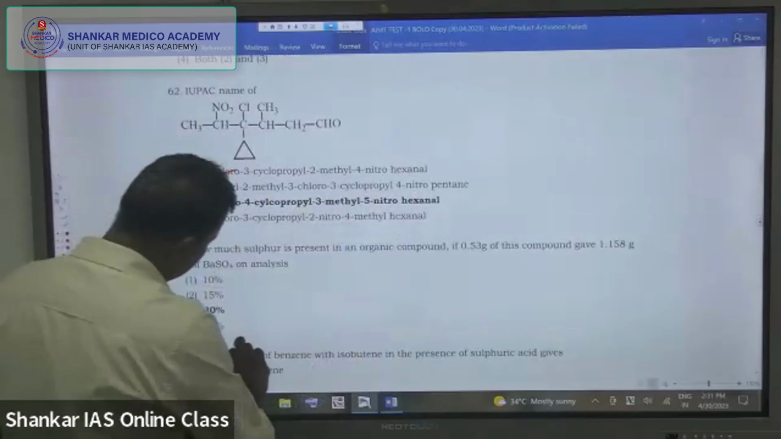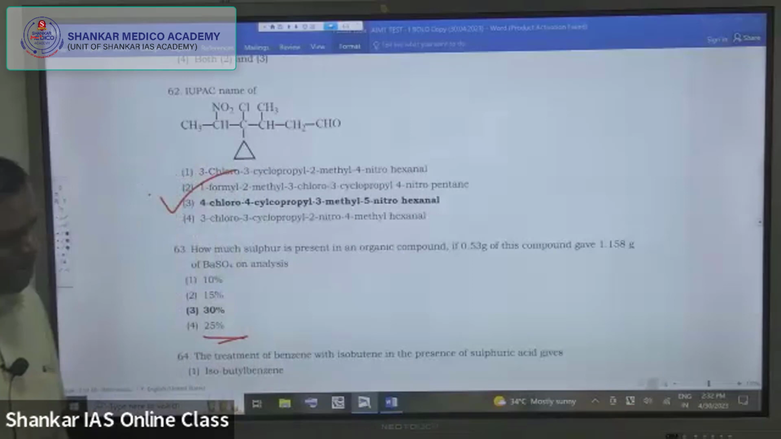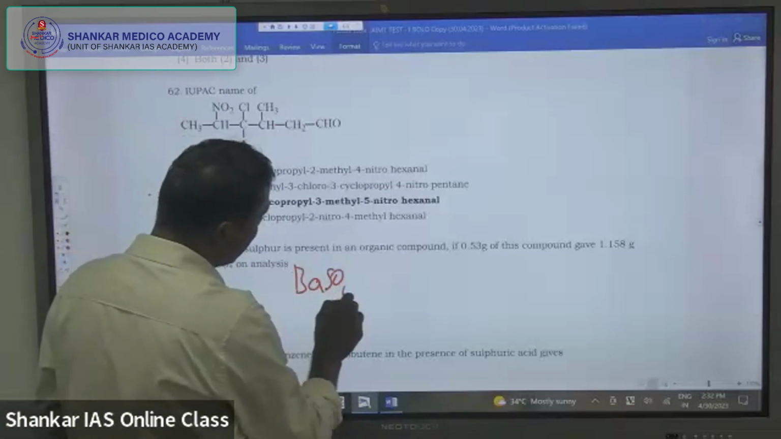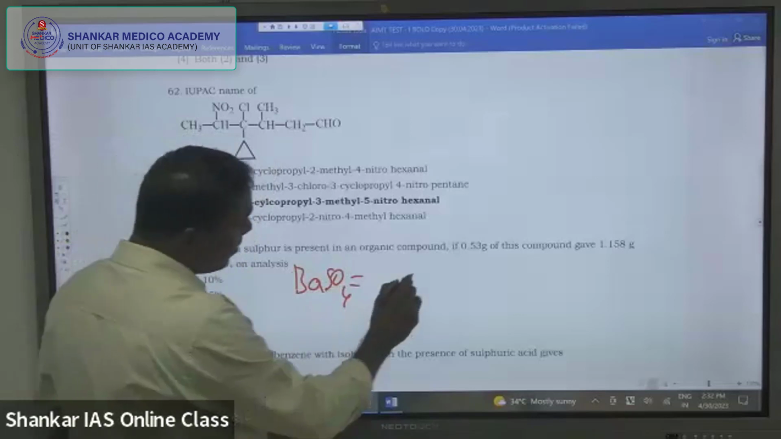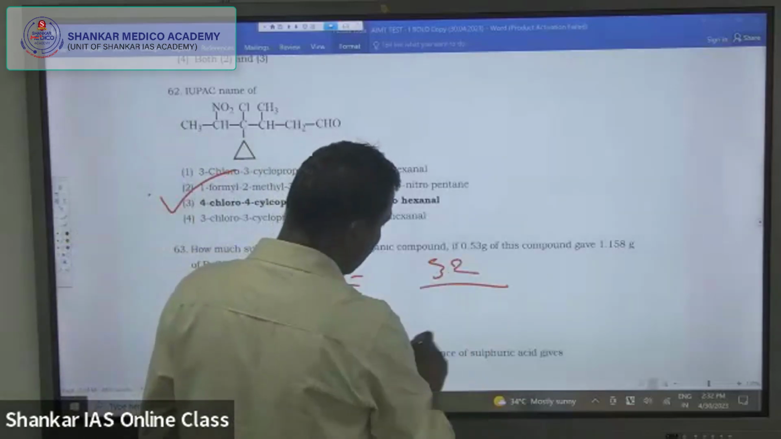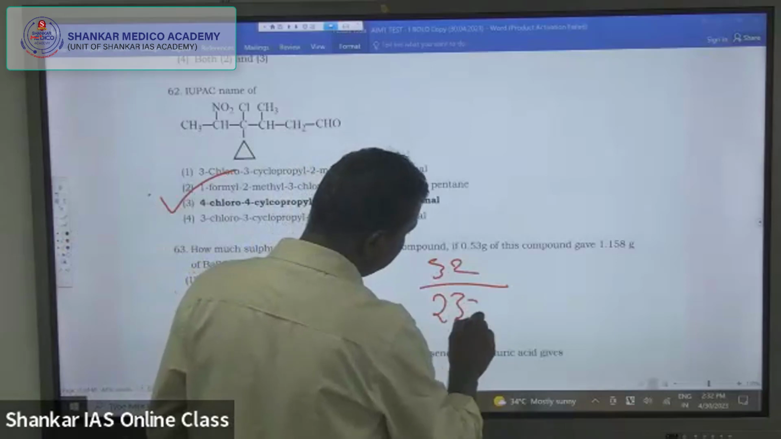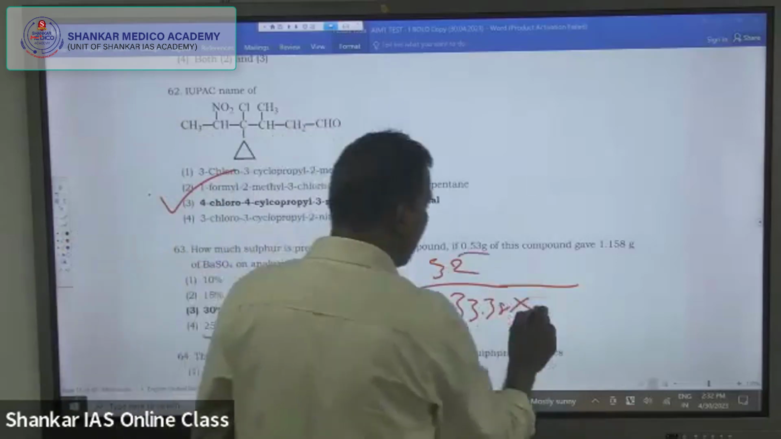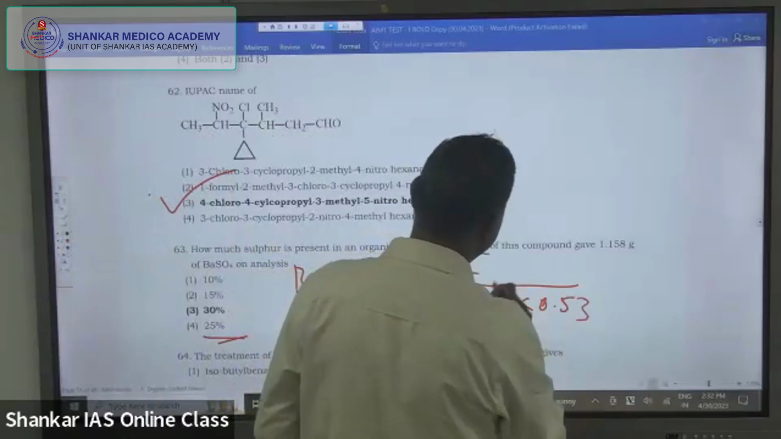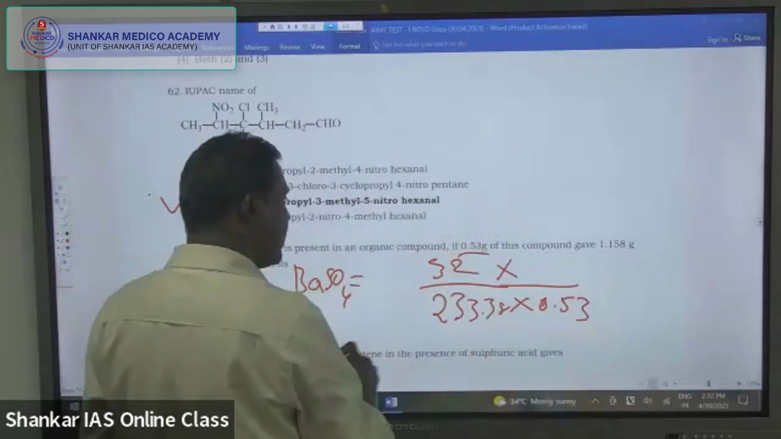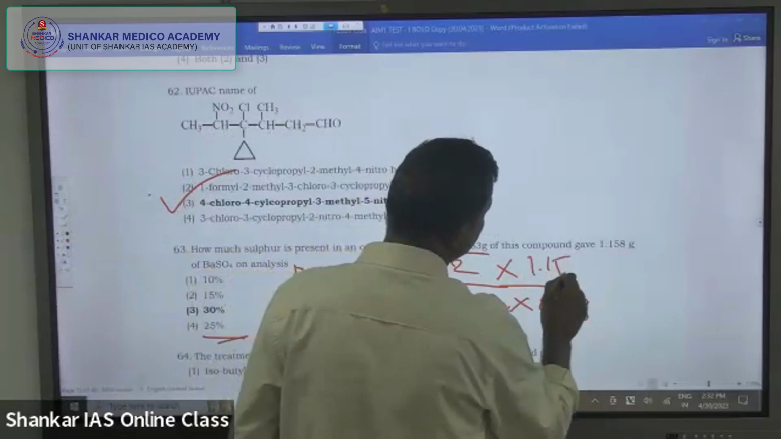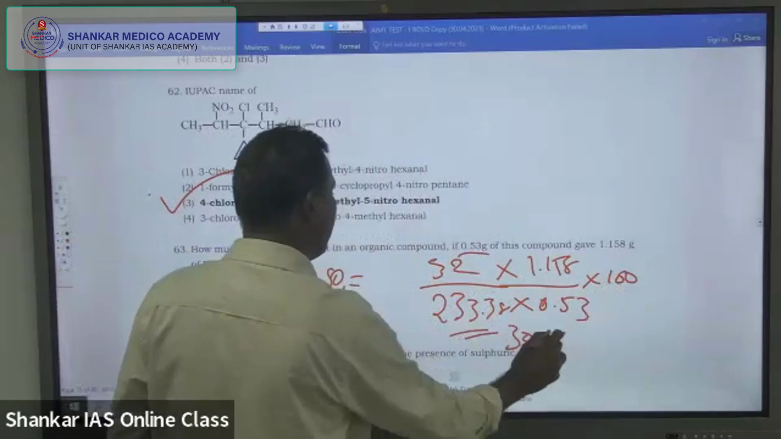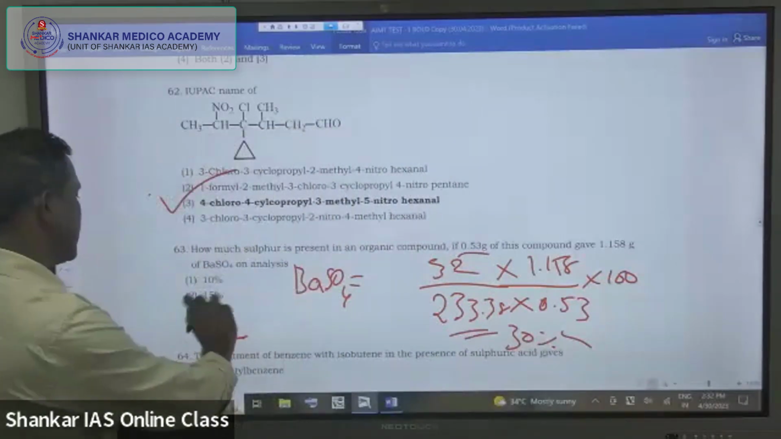And this is a sulfur estimation. Barium sulfate is used to get precipitation. The barium sulfate has only one sulfur. Atomic mass is 32. Barium sulfate molecular weight is 233.38 or so. In the denominator we put the weight of the organic molecule, and in the numerator put 1.158 into 100. That is around 30% that will come. So this is the answer.